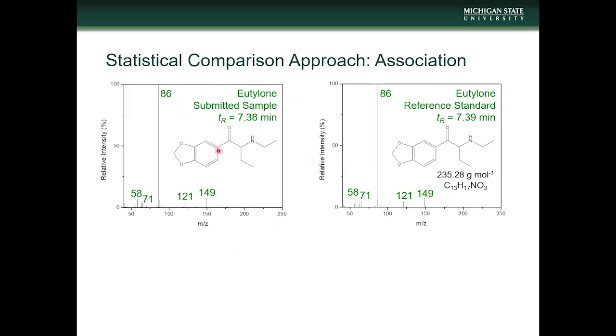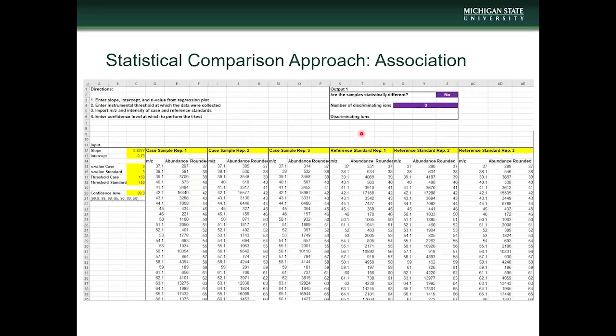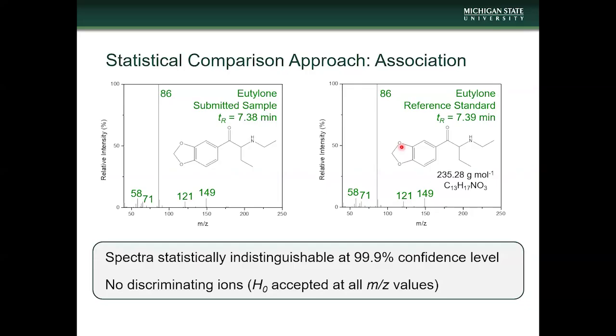So this is just replacing the dibutylone sample with a utylone sample and comparing to the utylone reference standard. So if we do the statistical comparison, so here I've just pasted in the spectral data for that utylone sample. And now the output box up here is showing that the samples are not statistically different and there are 0 discriminating ions, meaning that the null hypothesis was accepted for all ions in the scan range. So in terms of this comparison, we can now say that these spectra are statistically indistinguishable at this confidence level, and there are no discriminating ions present.